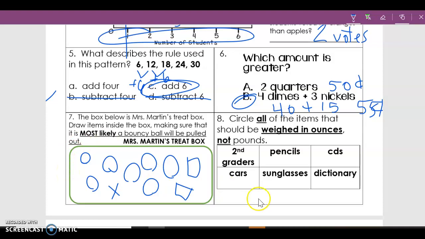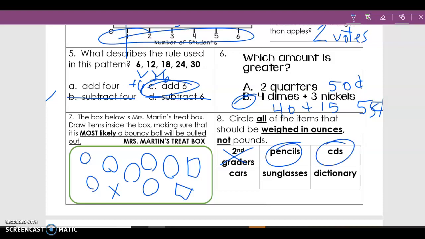Circle all the items that should be weighed in ounces and not pounds. Just as a reminder, ounces are about the weight of a piece of bread, and pounds would be about a loaf of bread. The heavier something is, we want to start using pounds. The lighter it is, ounces. So if we just want to use ounces, second graders would definitely not work. Pencils definitely could be weighed with ounces.